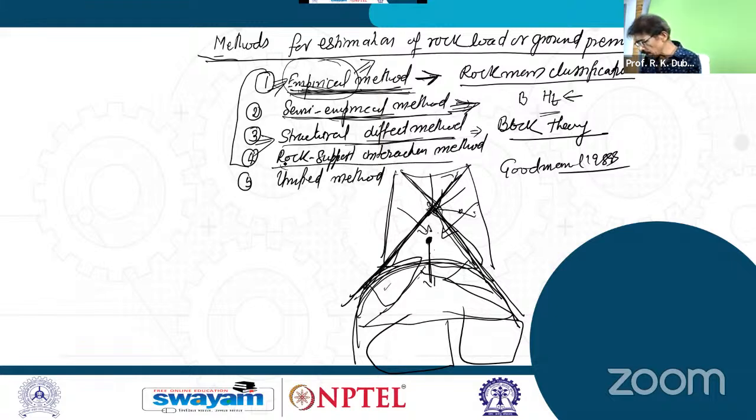Here, rock support interaction is a back analysis approach. Here we are going to see the impact of the rock load on the support system, and analyze the condition and features formed due to the impact of rock load on the support system. We are going to assess the value of the rock load.